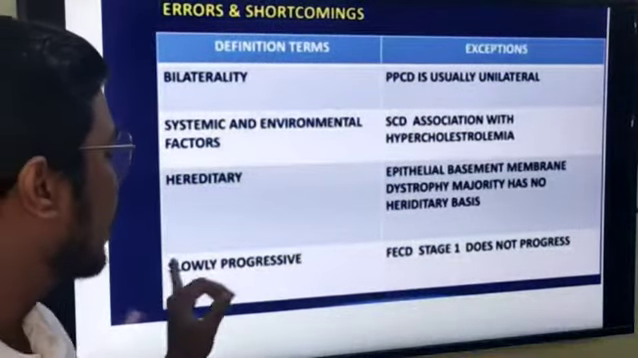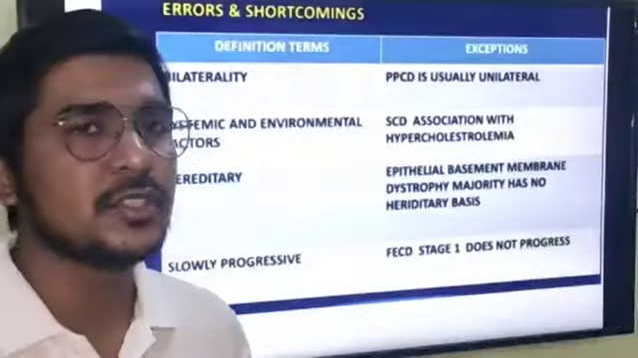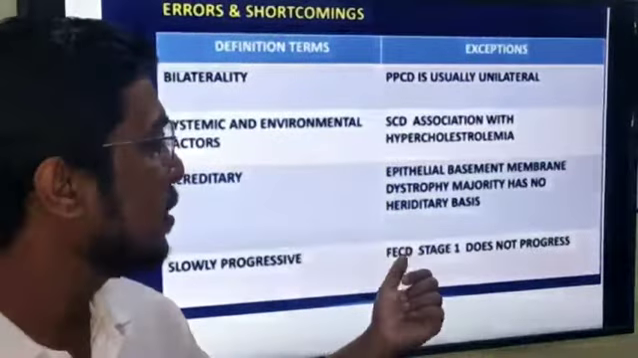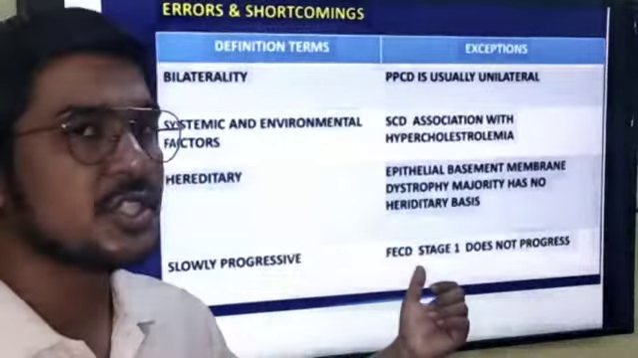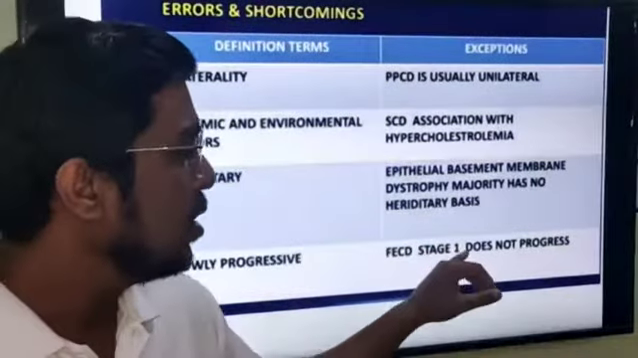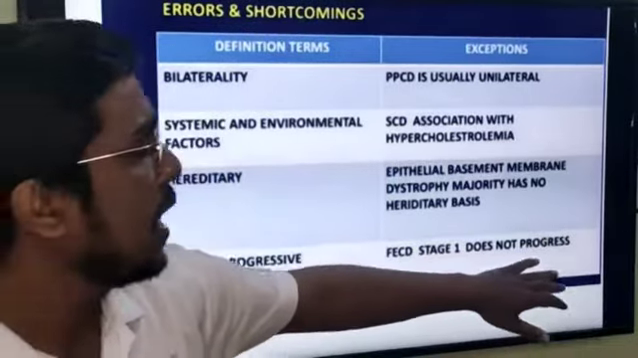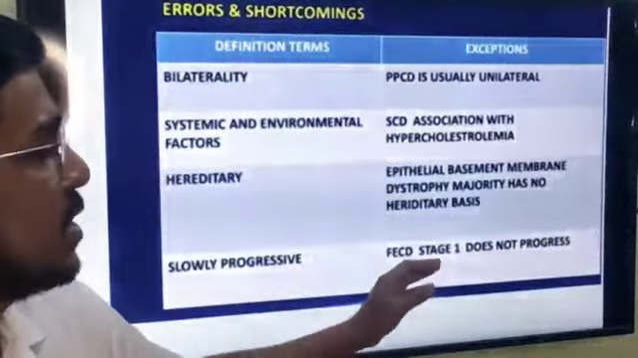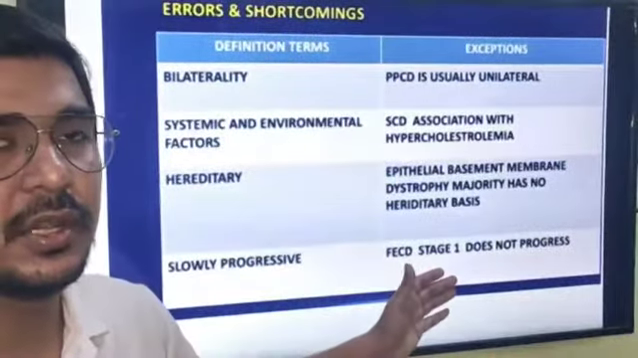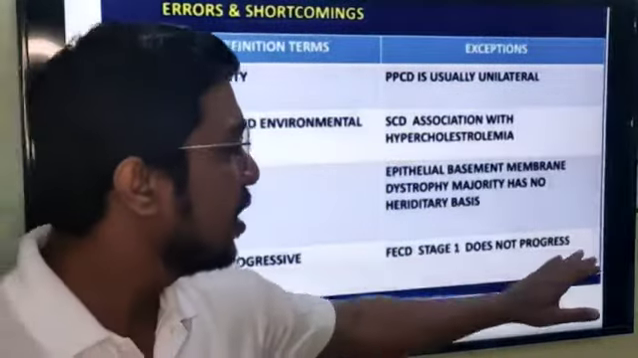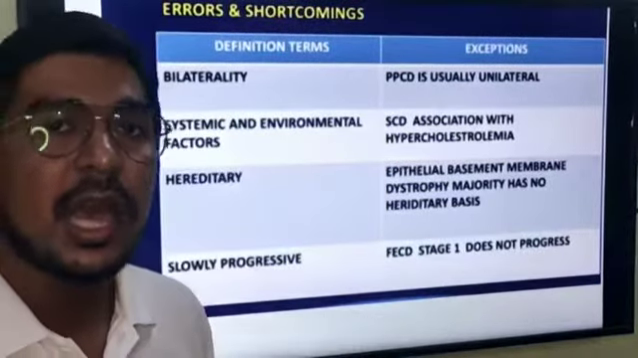Coming to slowly progressive: I have told you that it progresses slowly, but there is one exception. Fuchs endothelial corneal dystrophy in stage 1 does not progress at all. We will discuss later that the name of this condition has been changed because of this non-progression.